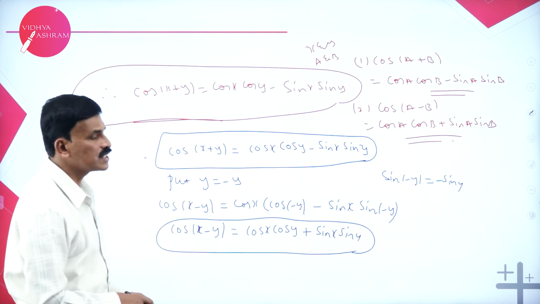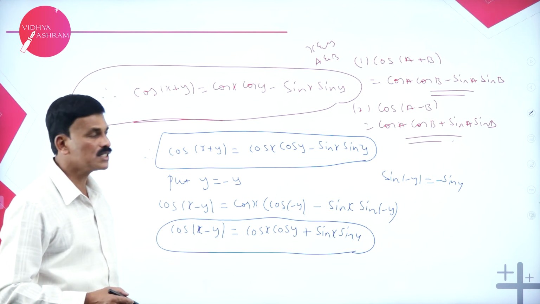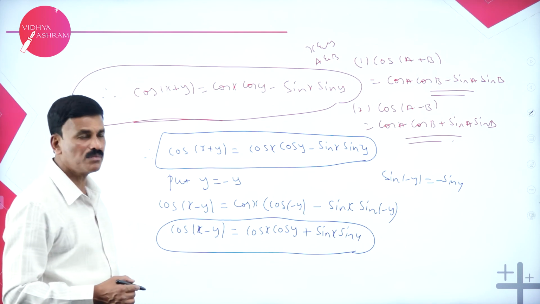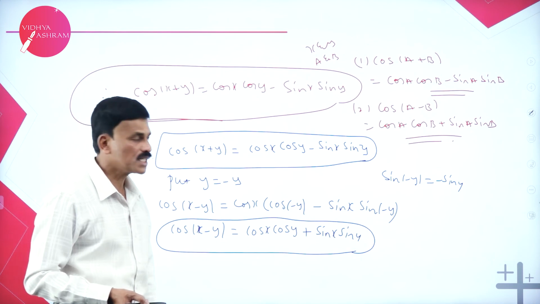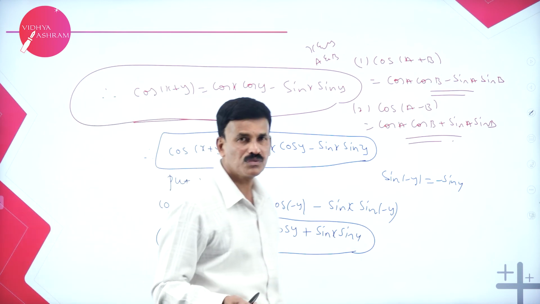So these are very important formulas indeed. Cos(x plus y) is cos x cos y minus sin x sin y. Cos(x minus y) is equal to cos x cos y plus sin x sin y. Hope you followed this.